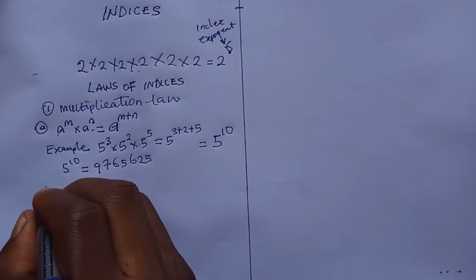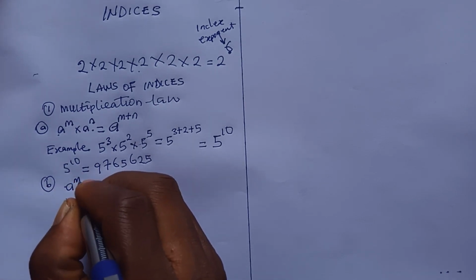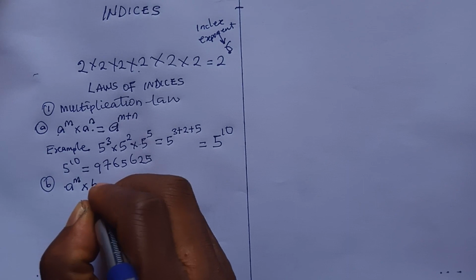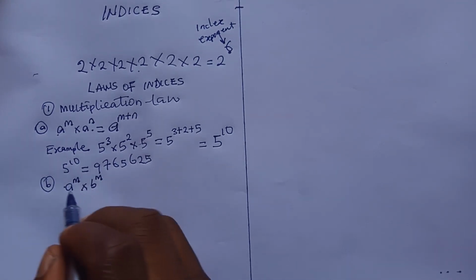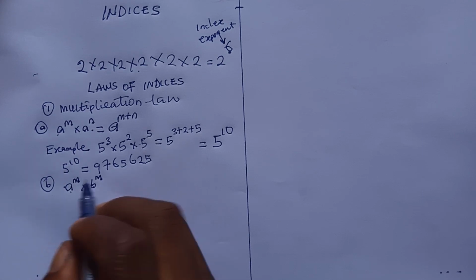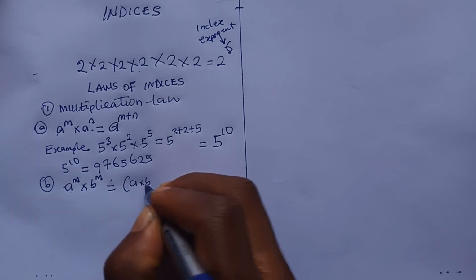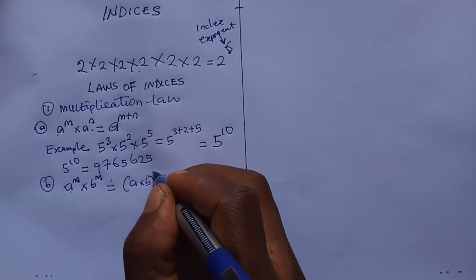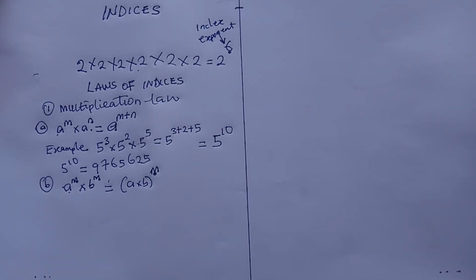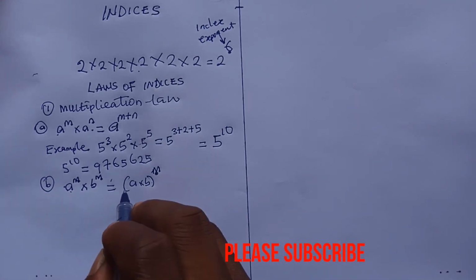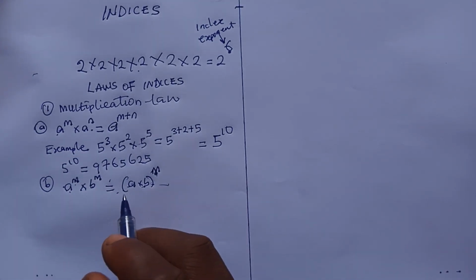Again, another multiplication law is saying that if we have a raised to the power m multiplied by b raised to the power m, remember, in this aspect, they are no longer of the same base, but the powers are the same. So it's the same as multiplying a by b, then the two of them raised to the power m. Because the product power law says that if you have something like this, you can still open the bracket to go back to this form.